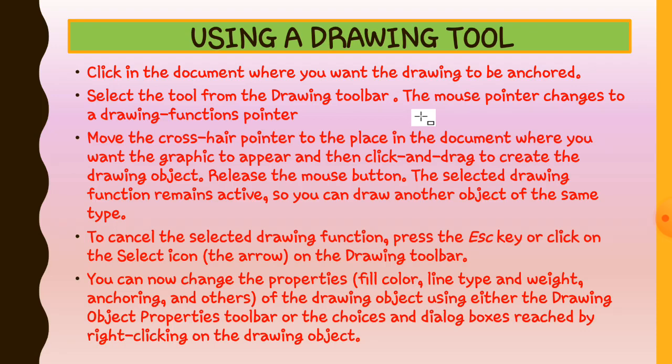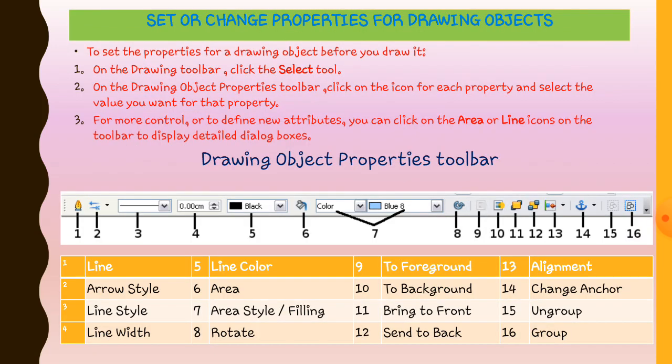The next one. After drawing your pictures or shapes in your document, you can change the properties. Once you draw any shape, for example a square, you can shade the colors, you can change the borders, whatever you want to change by using properties. Properties means fill color, line type, width, height, anchoring. This can be done using properties. Let me see how to change the features by using these properties. Set or change properties for drawing objects.